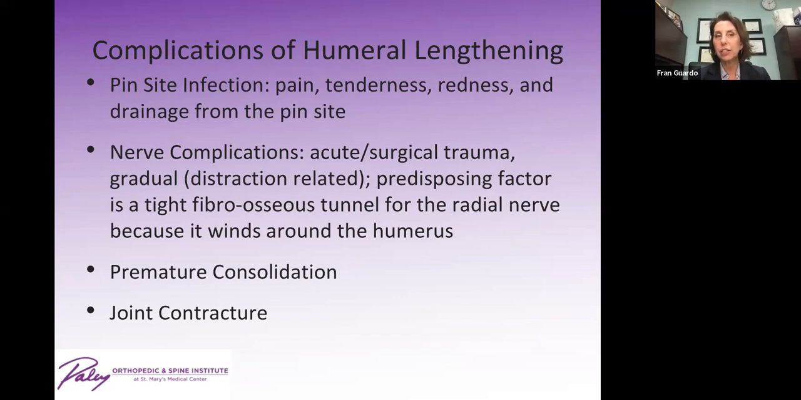Obviously, joint contracture can be a complication of any limb lengthening. Again, of the humeral lengthening, that is not as big an issue as it is for lower extremity lengthenings, but it does occur, and that can be another reason that the lengthening needs to be slowed down or stopped. But again, this is the easiest of all.